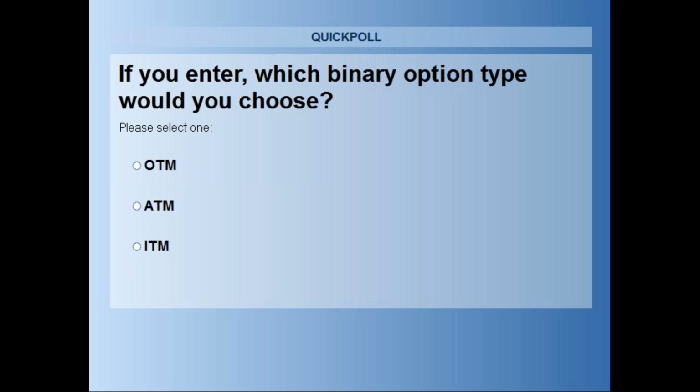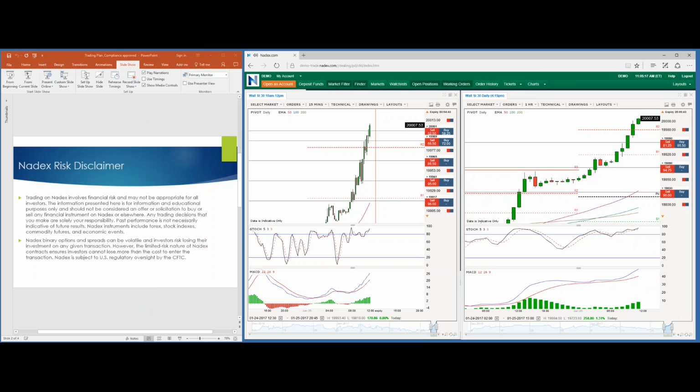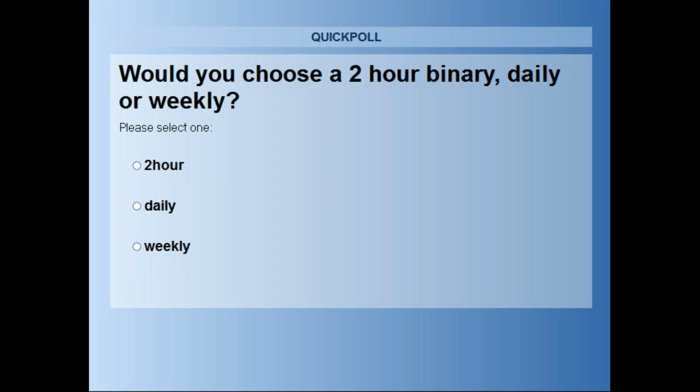Okay? Since we know which direction you would go, whether you chose out of the money, in the money, or at the money, now we have another decision to make, and that is, would you choose a 2-hour binary, a daily, or a weekly? We'll give you a few more minutes to answer.